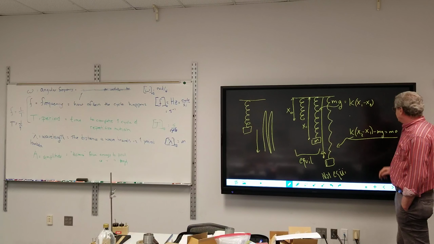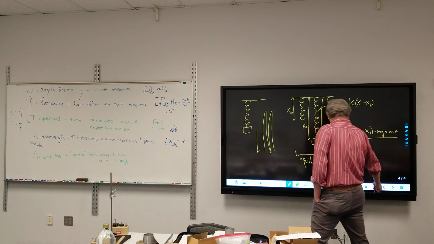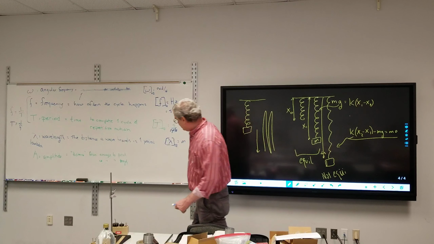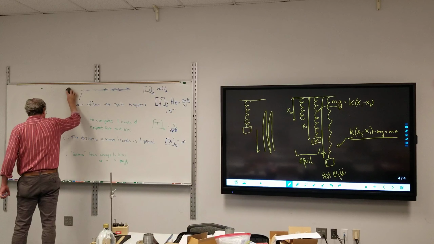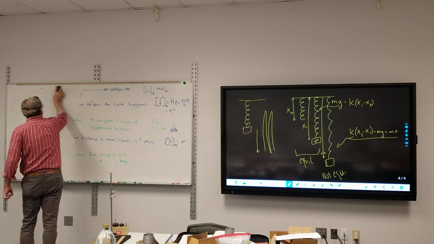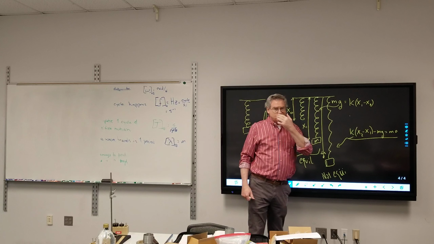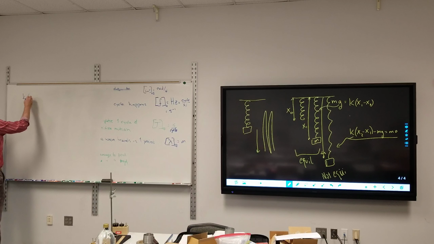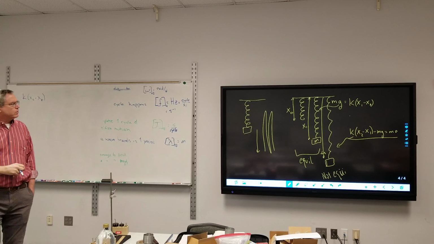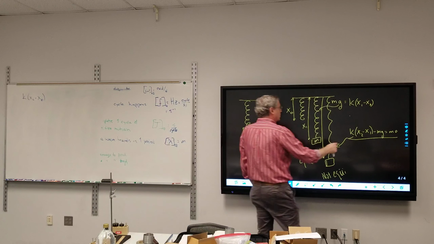So let's expand on this right here. So mg equals the spring constant times the displacement from equilibrium. So I have k times x2 minus x1. Sorry, minus x0. I did do x0 there. That should be x0 there.